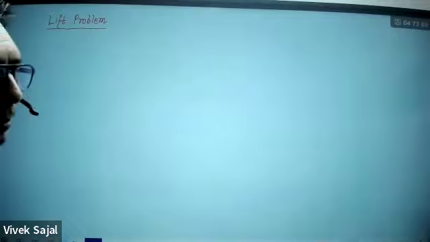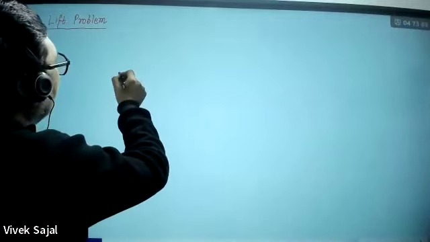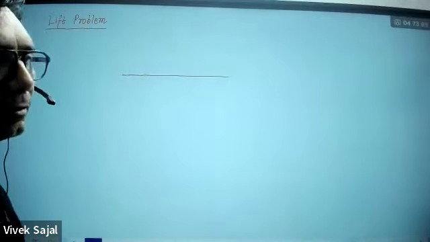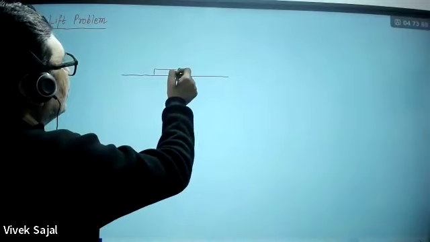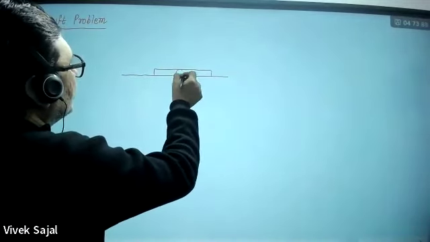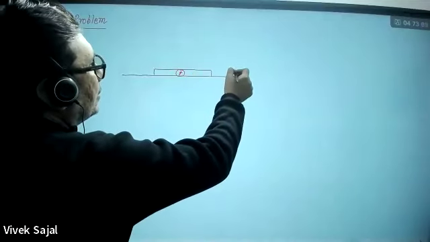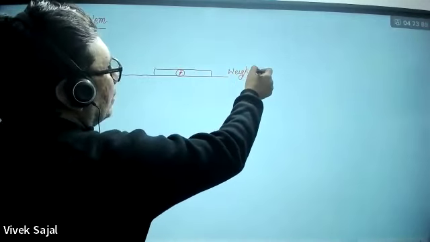Before the lift problem, suppose this is the ground surface. Before discussing this lift problem, I'm going to tell you one thing. Suppose this is the ground floor, and here you place a weighing machine. What is this? This is a weighing machine.